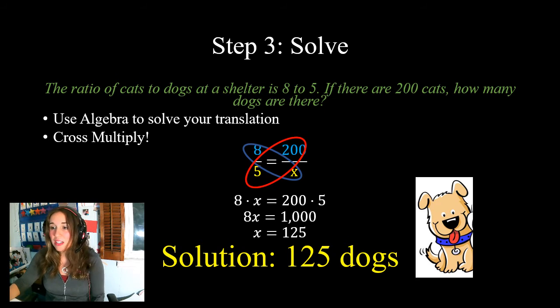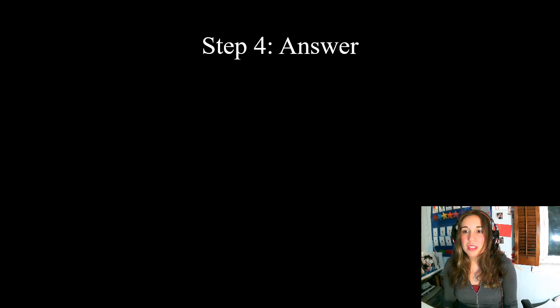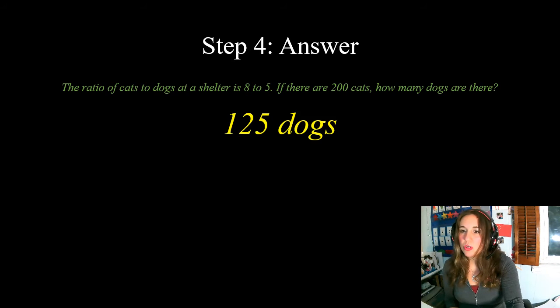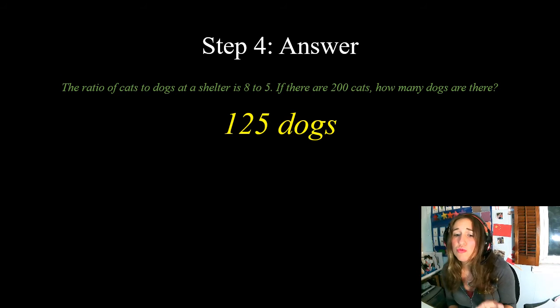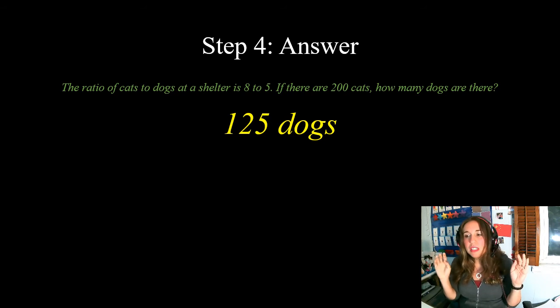All right? And now let's answer. Go to the answer step. This is where we interpret our answer, right? We got 125 dogs. And when you're doing a ratio problem, you really should stop to think about whether that makes sense, if that's reasonable. If we had gotten 2,000 dogs, we would go, it says the ratio of cats to dogs is 8 to 5, and there are 200 cats. How could we possibly have gotten more dogs? That wouldn't make sense. So you really want to stop and think about whether your answer makes sense in terms of the ratio, if it's reasonable. And 125 dogs is pretty reasonable here.